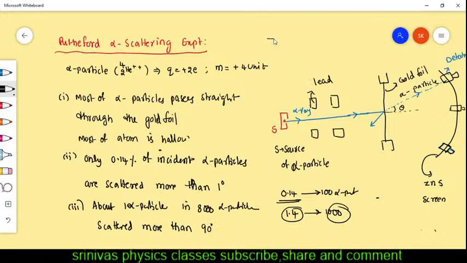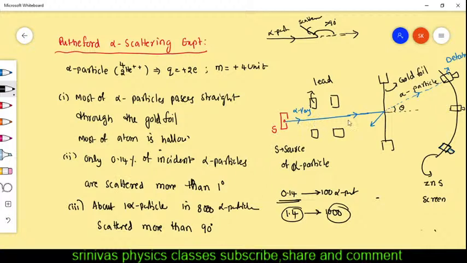You see, the alpha particle is coming this side. This is the alpha particle's initial direction, the original direction. If it is scattered like this, then what is the scattering angle? This is the scattered alpha particle, and this is the original path. How much does it bend? It bends more than 90 degrees. Then how many alpha particles are scattered like this? Only one alpha particle out of 8,000.